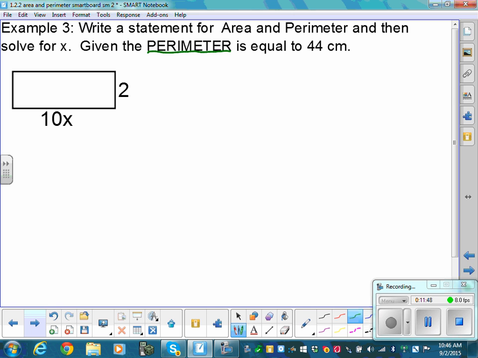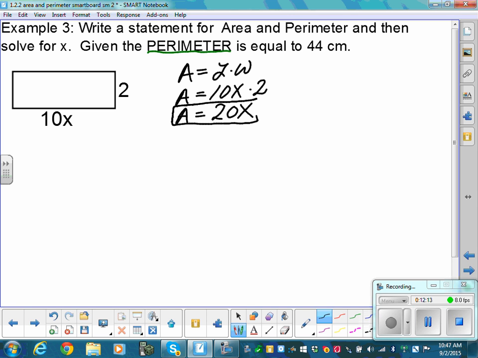Write a statement for area and perimeter. Let's do that. Can we do that? Yeah. So let's write a statement for area and perimeter. So area is equal to length times width. Okay, so our area is equal to, what's our length? 10x, and then what's our width? 2. So area is equal to what? What's 10x times 2? 20x. Good. Now I'm going to put a box around that just to keep my eyes there.